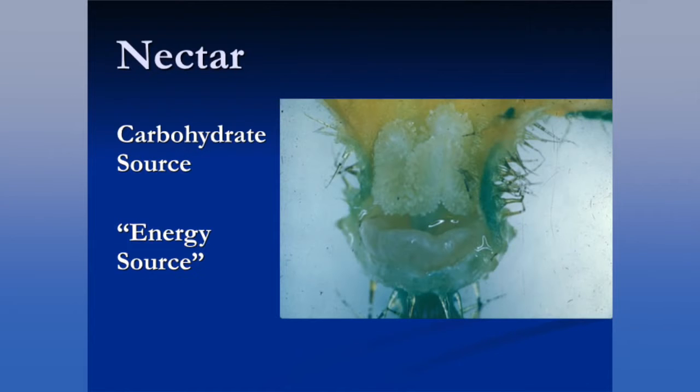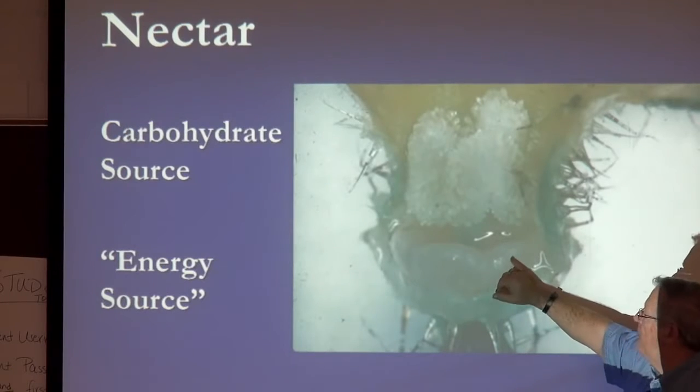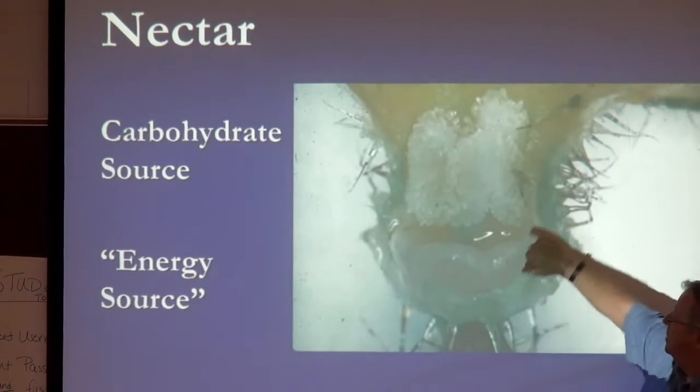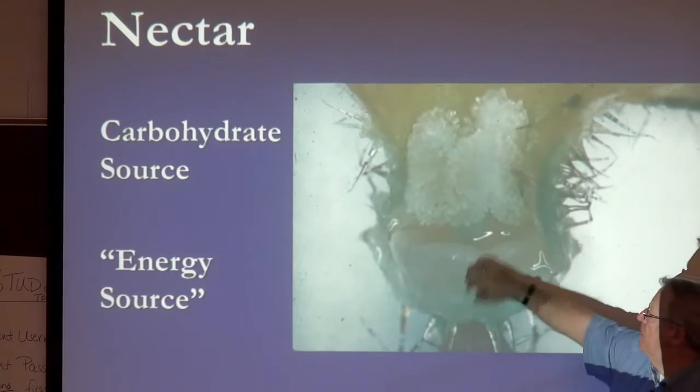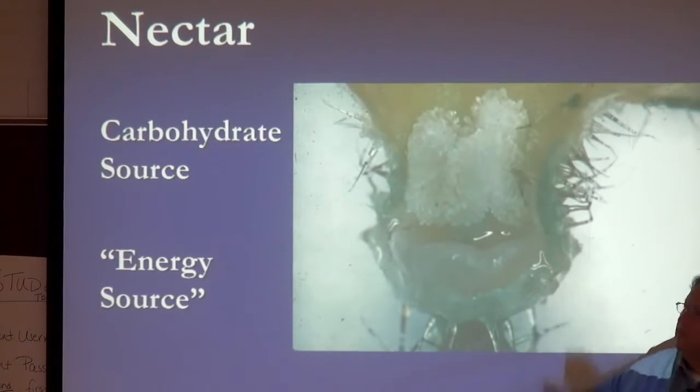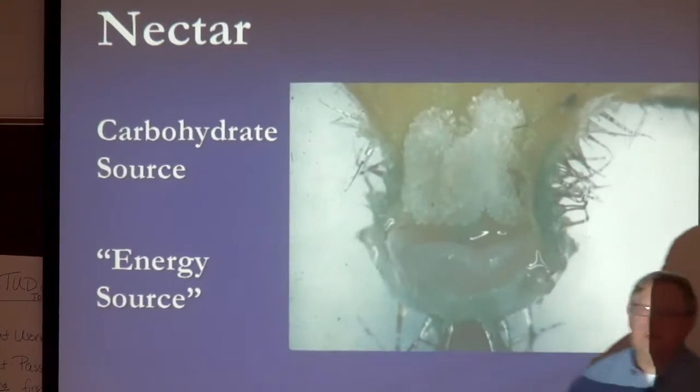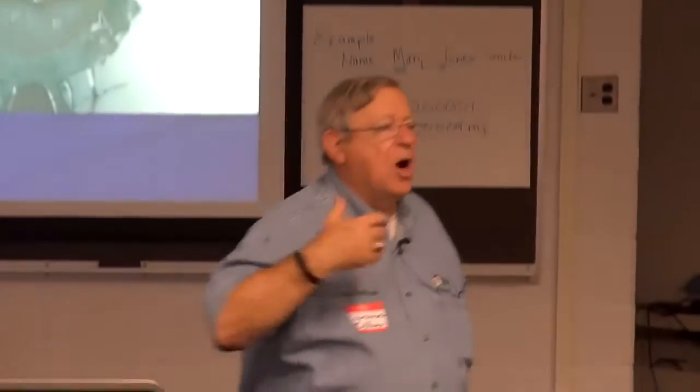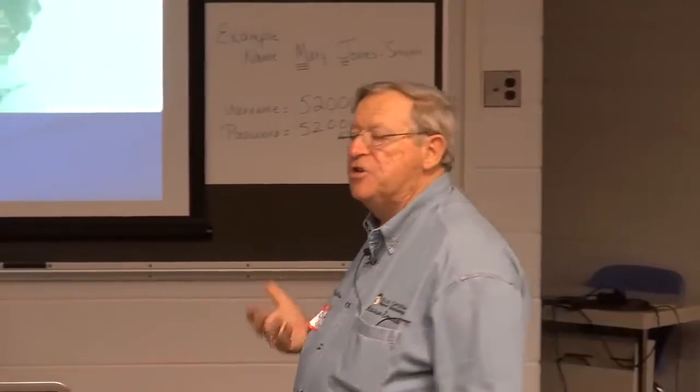Nectar is their carbohydrate source. Here we see a picture of a cucumber nectary. This is actually in a female, or pistillate, cucumber flower. The nectary is cup-shaped, as you see here, and you can see the accumulation of nectar below the stigmatic surface of the female flower. The carbohydrate source is their energy source.